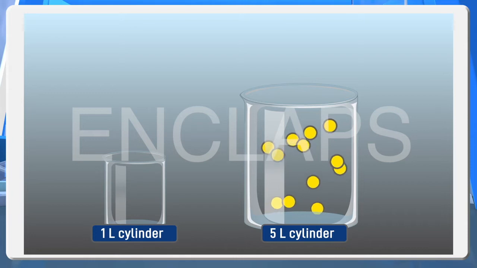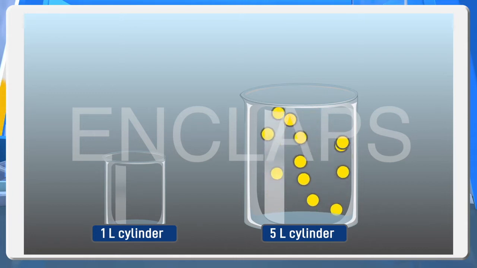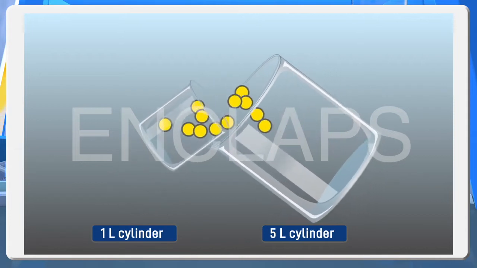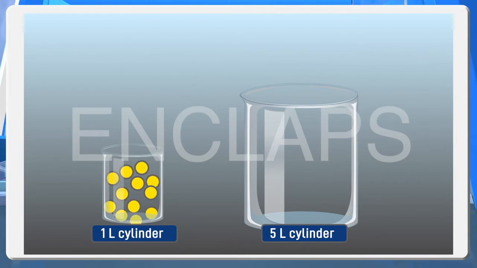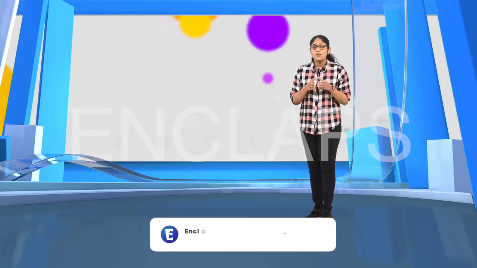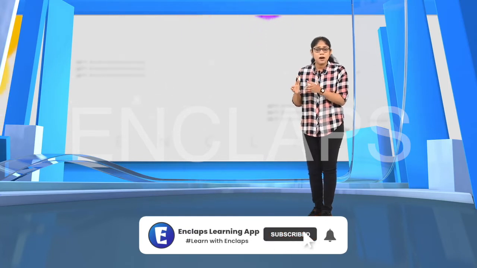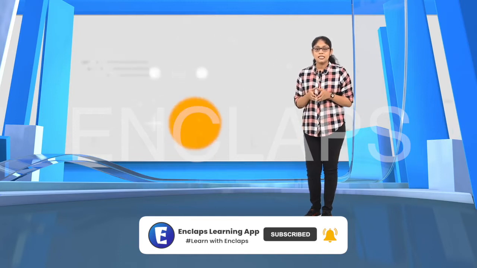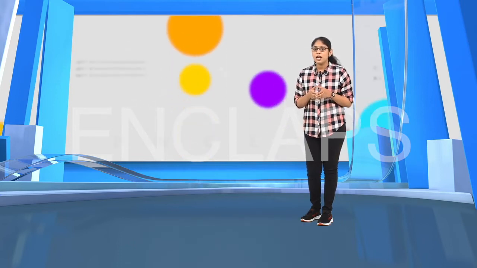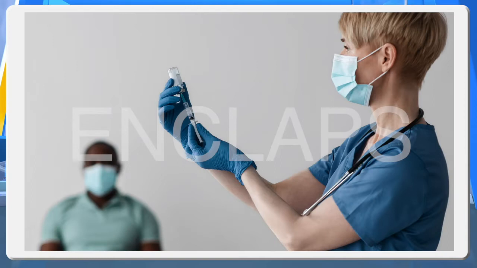Here you can see gas filled in a big vessel. When it is transferred to a small vessel, what happens? In the first vessel, volume is higher and in the second vessel, volume is low. So, when the gas is transferred to a small vessel, the collisions between the gas molecules increase and so the pressure also increases. Can you see a syringe here?